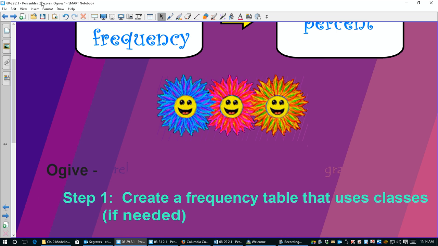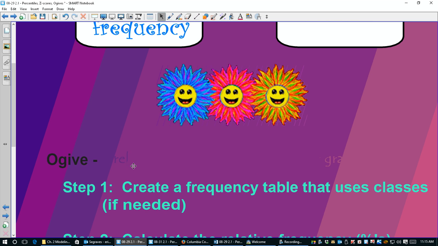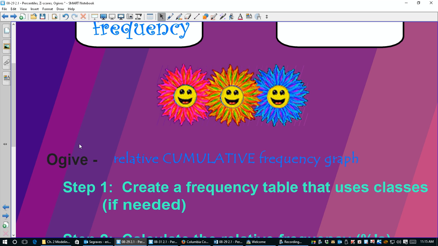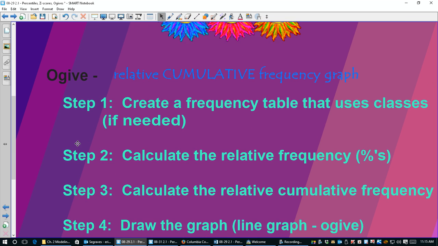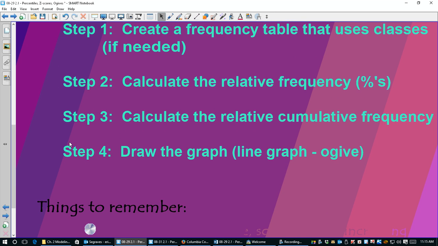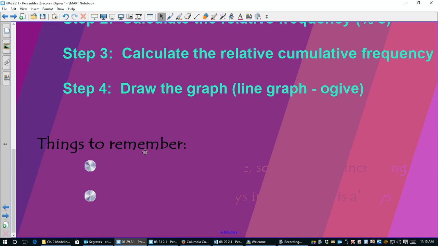And we're going to start constructing what's called an ogive. The ogive uses relative cumulative frequencies in its graph. It looks kind of like a line graph, but we'll do more with this tomorrow. These are the steps, and we will go into them tomorrow, but what we need to remember while constructing our ogive is that the graph is cumulative, so it's always increasing. And because of that always increasing attribute, it is always skewed left in terms of its shape.